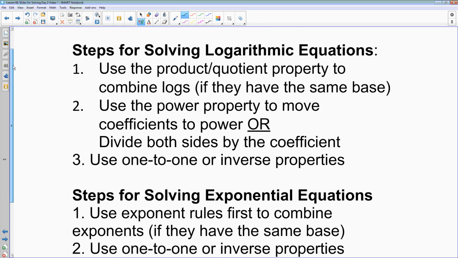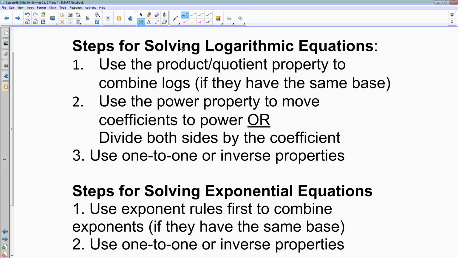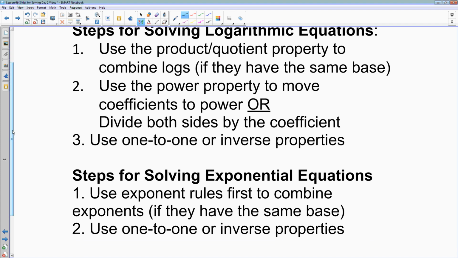Our steps for solving logarithmic equations: we're going to use the product or quotient property to combine logs if they have the same base. We'll use the power property to move coefficients to a power or divide both sides by that coefficient. And we'll use one-to-one and inverse properties to solve. Exponentials are a similar process. We use exponent rules first to combine exponents if they have the same base, and then we use one-to-one or inverse properties to finish solving.